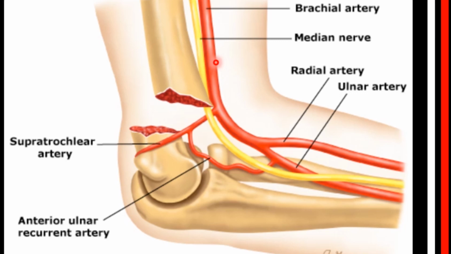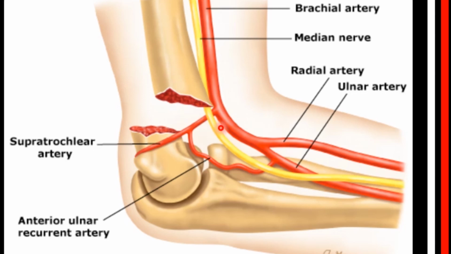Then there will also be inability to pronate the forearm. What is happening? We have the pronators of the forearm in this anterior compartment, and the nerve that will be supplying them, that's the median nerve. If it's affected here, pronation is going to be a problem.